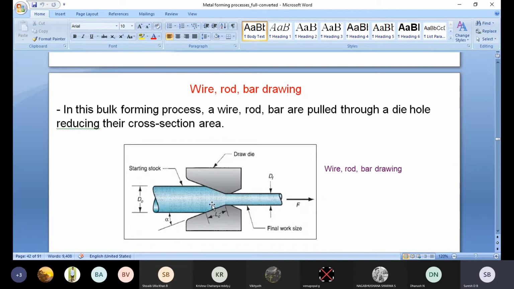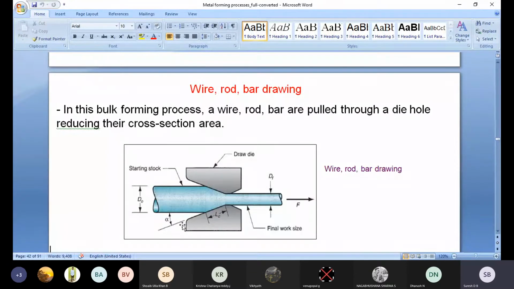Compared to the extrusion process, here only a small amount of friction is created, because in the extrusion process the maximum length of the component or billet material is in contact with the container. In that case, maximum sliding action takes place between the container and the workpiece material. But in the drawing process, there is only a small contact between the die and the workpiece material, so the friction is automatically reduced between the die and the workpiece material.